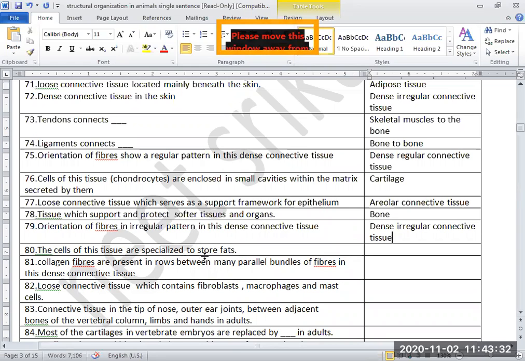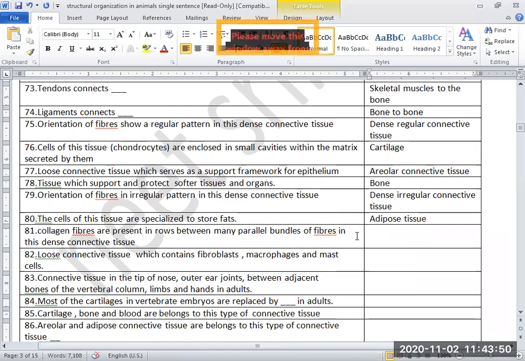The cells of this tissue are specialized to store fats. Question number 80: adipose tissue. Collagen fibers are present in rows between many parallel bundles of fibers in this dense connective tissue. Dense regular connective tissue.